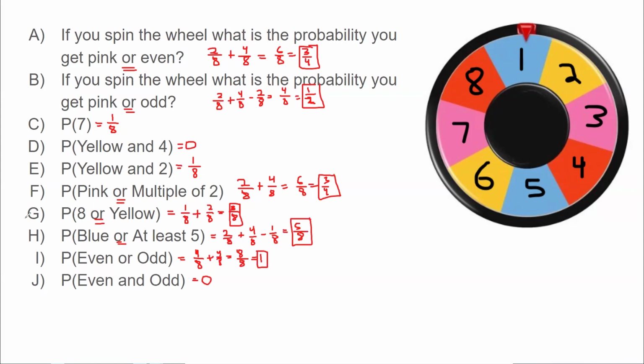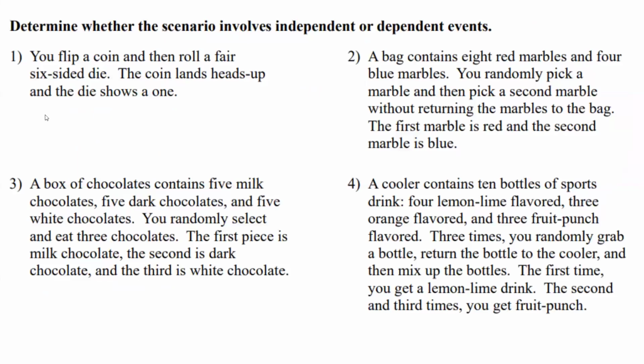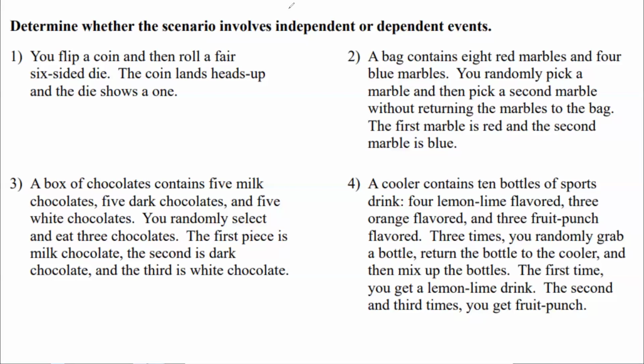Next slide. You're determining if it's dependent or independent, right? It's independent if the second event is not influenced by the first event. It's dependent if the second event is influenced by or dependent on the first event.